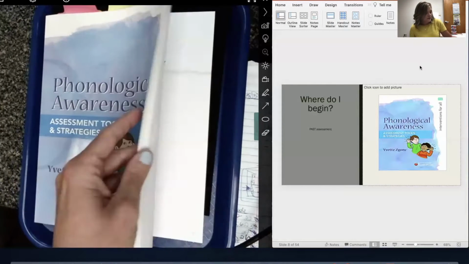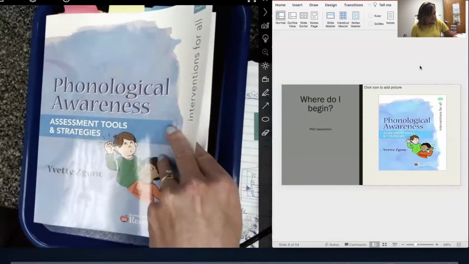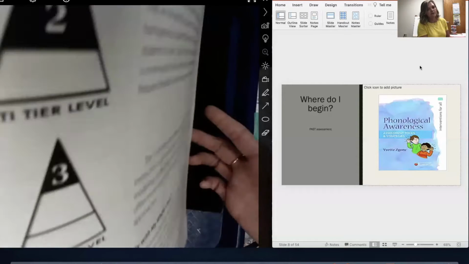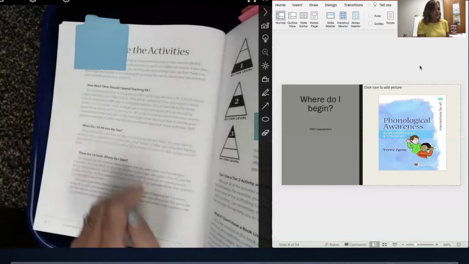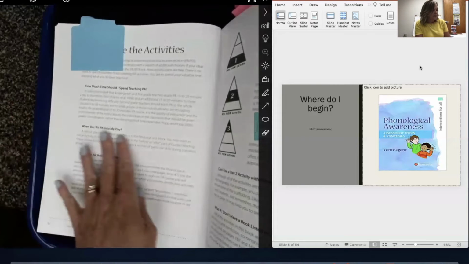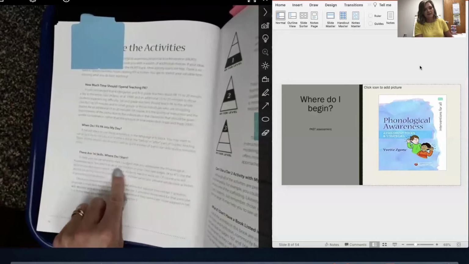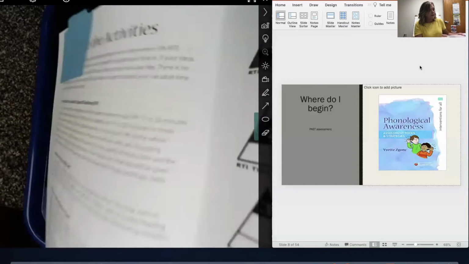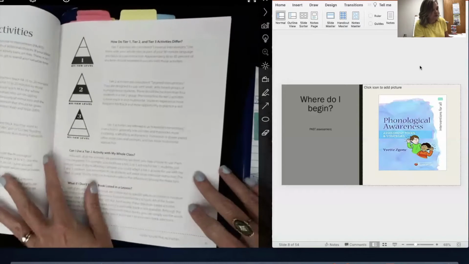To start, on page 14 of this book, it gives you how much time you should teach phonological awareness, how you would fit it into your day, and then the sub skills that we're talking about. There were 16 of those that fall under that. But I wanted to bring your attention to this page because this book is awesome.